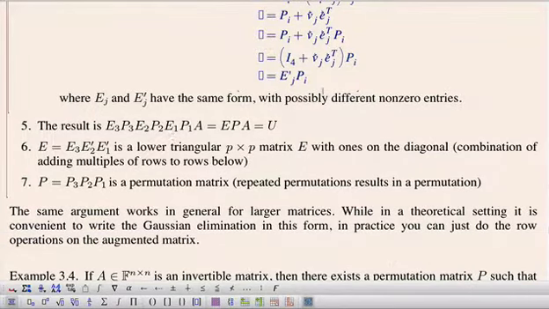The exact same argument works in general for larger matrices. And while in a theoretical setting it is convenient to write the Gaussian elimination in this form as a product of matrices, in practice we don't do that. We just do the row operations on the augmented matrix. So this has great theoretical value but no practical value.